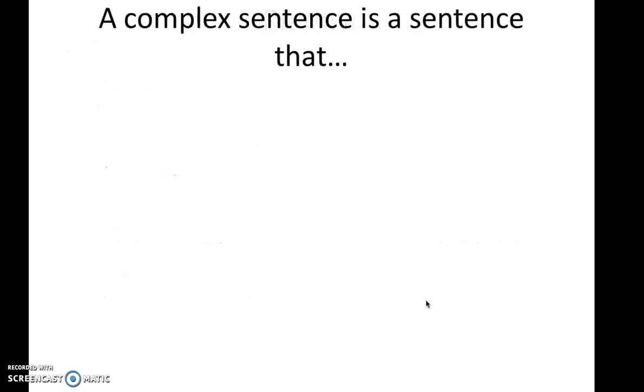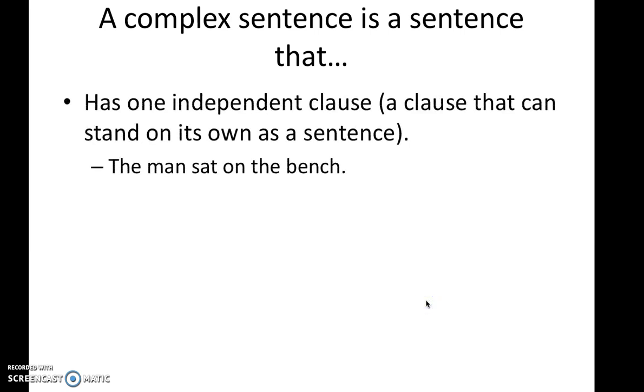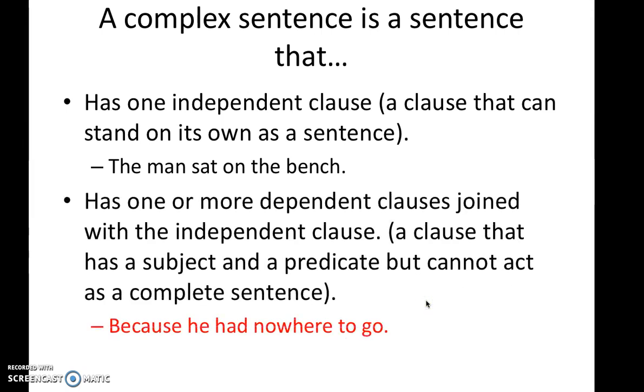Now, a complex sentence is a little bit more complex. I always talk about it in terms of it having one independent clause. So the man sat on the bench. Sat is your verb. Man is your subject. And it has one or more dependent clauses, such as because he had nowhere to go. Had is your verb. Who had? He had. But you notice right before the verb and the subject is a baby clause making word, because.